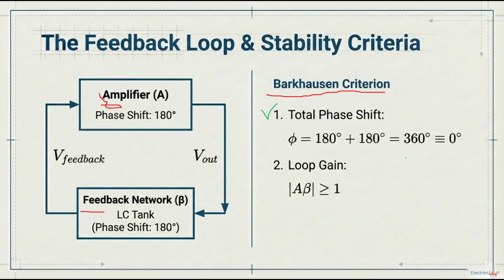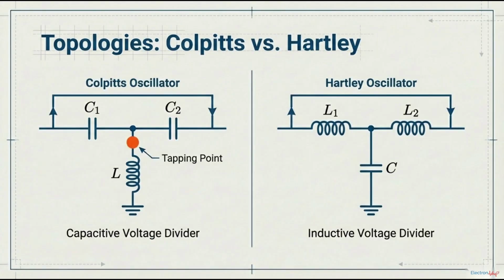Rule 1: the total phase shift around the loop has to be 360 degrees, or 0, same thing. Basically, the push has to be perfectly in sync with the oscillation. Rule 2: the total gain around the loop has to be at least 1. This just means you have to put back at least as much energy as you lost. Simple, right? Now, the way you build that feedback network is what gives an oscillator its name. For the Colpitts, which is what we're focused on, it's all about using a voltage divider made from two capacitors. Its cousin, the Hartley oscillator, does the exact same thing, but it uses a tapped inductor instead. Same principle, just a different set of tools for the job.